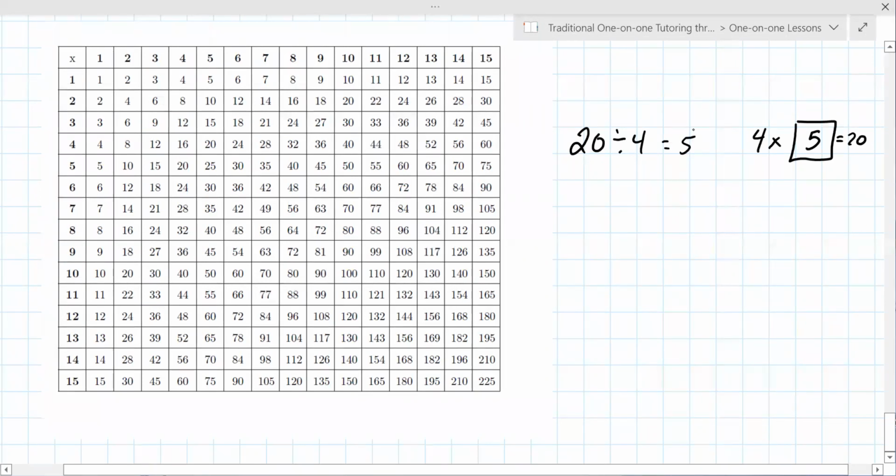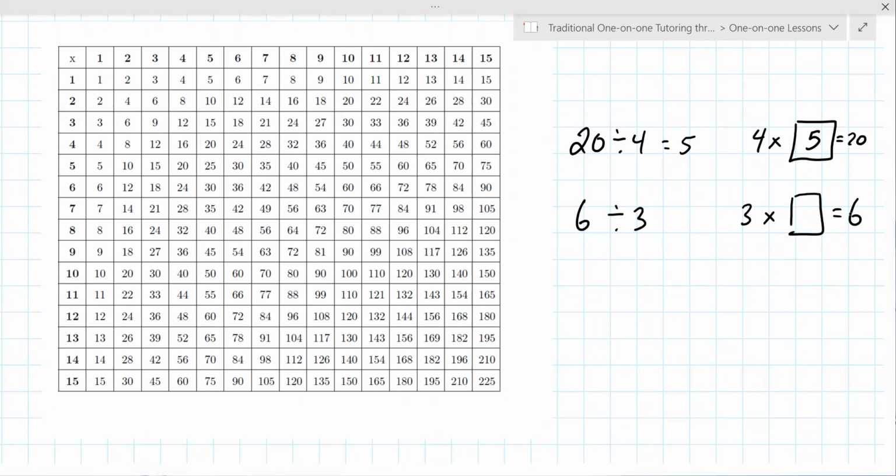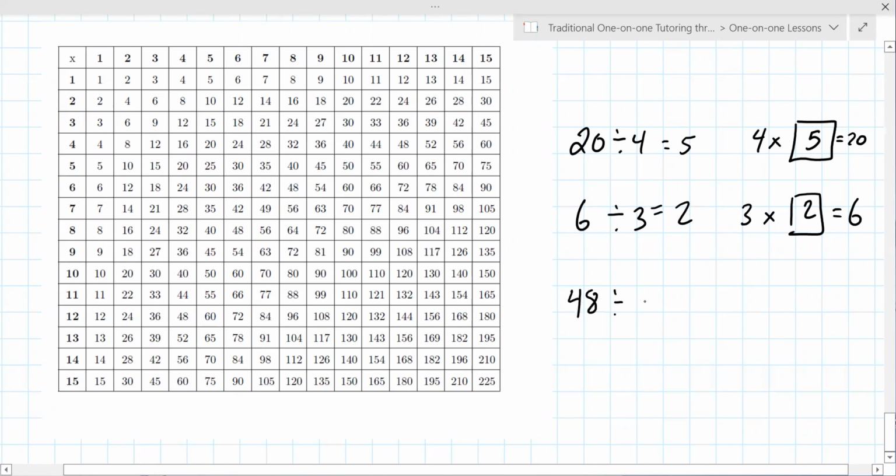Very good. Okay, let's try another one here. How about 6 divided by 3? And that means 3 times some number equals 6. 2. Yeah, 2. Very good. So this is also 2. Now let's try one a little bit more difficult. 48 divided by 8. This is 8 times some number equals 48. 6. So do you see how every division problem is really a multiplication problem?